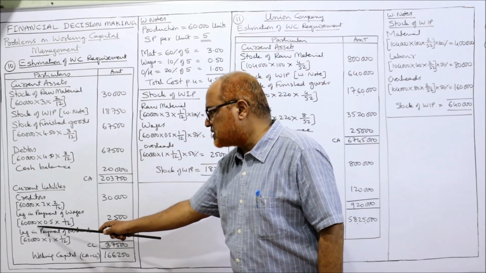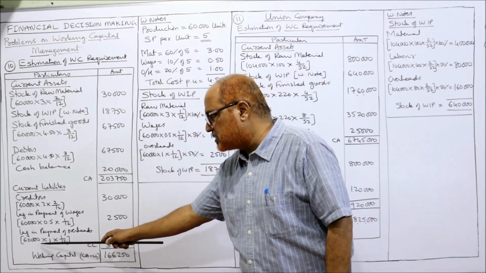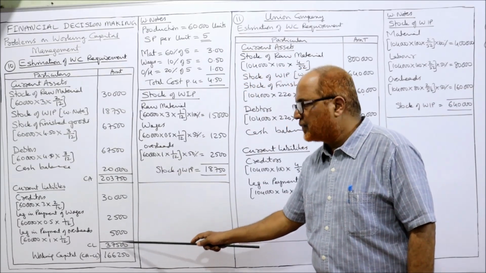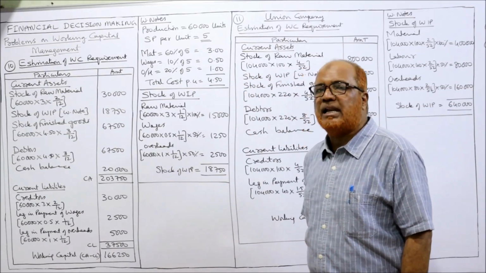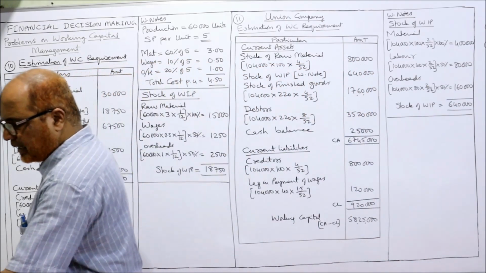Lag in payment of wages is 60,000 into 0.5 into 1 by 12, 2,500. Lag in payment of overhead: 60,000, 1 rupee, 1 by 12, 5,000. Total current liability 37,500. So current asset minus current liability is 1,66,250. That's all. This is the end of problem number 10.